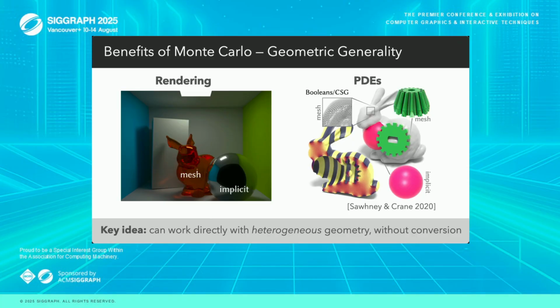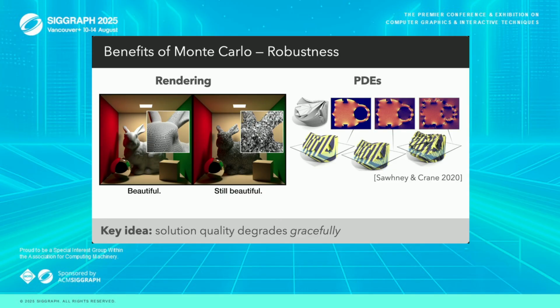I can deal with geometry that is very general. It's very easy to mix and match different geometric representations, all of which support closest point queries, without having to convert one to the other. And of course, I have robustness, a point that, again, we've made a few times so far in this course. If my mesh has self-intersections, holes, and so on, I will still get a pretty reasonable estimate of my solution.